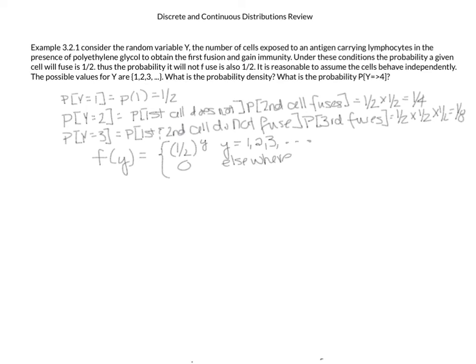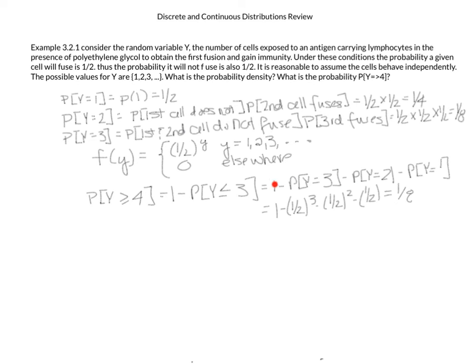We should go on. We need to find the probability that y is greater than or equal to 4. That was the rest of this problem. The easy way to do this is that the probability y is greater than or equal to 4 is equal to 1 minus the probability y is less than or equal to 3. Here I've said that would be equal to 1 minus probability y equals 3 minus probability y equals 2 minus probability y equals 1. I plug in, and my answer is 1/8.